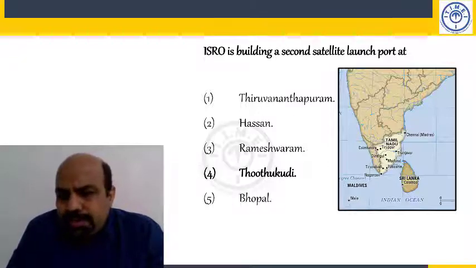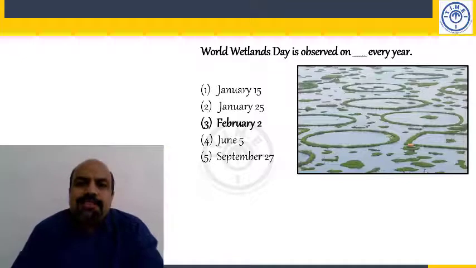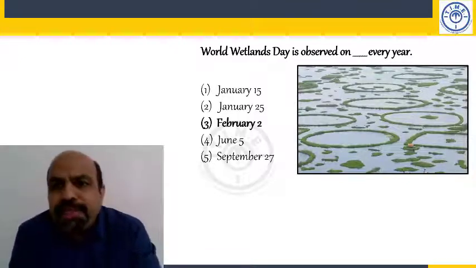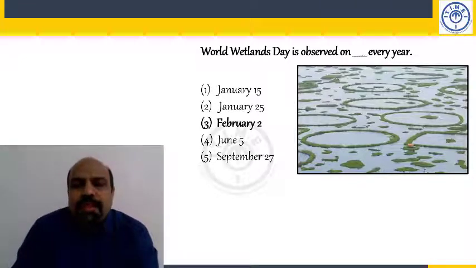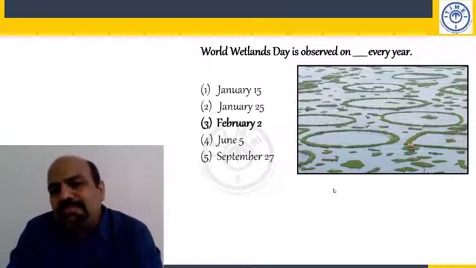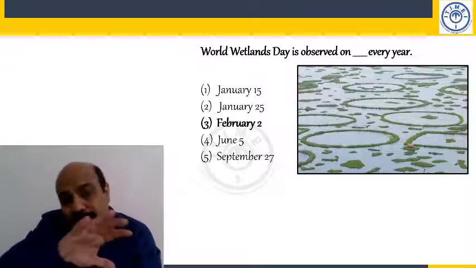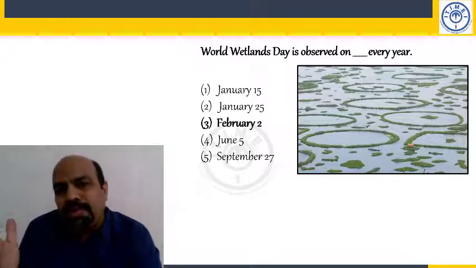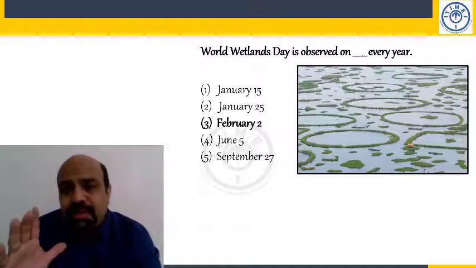So from here, let's go up. World Wetlands Day is observed every year on February 2nd. What's a wetland? It's basically a forested area, or a forested wetland, lakes, which are rich in flora and fauna. A lot of animal life, a lot of plant life, especially diverse.